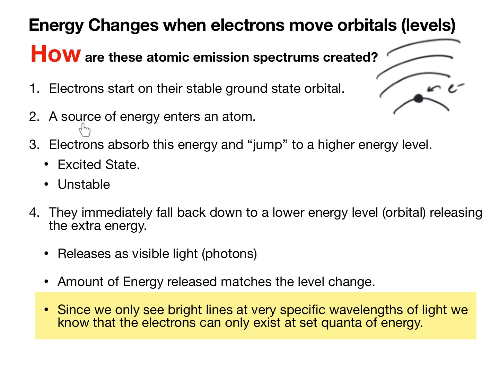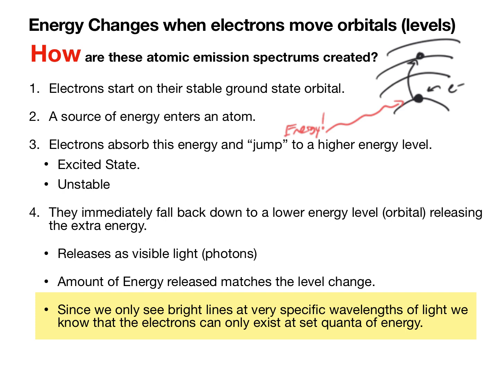And then a source of energy comes in and basically causes the electron to jump to a higher energy level. So it gets promoted. And when it does that, it becomes excited and unstable. That electron wants to go back down to its ground state. It does not want to be in an excited state.